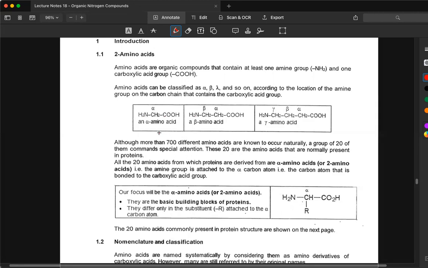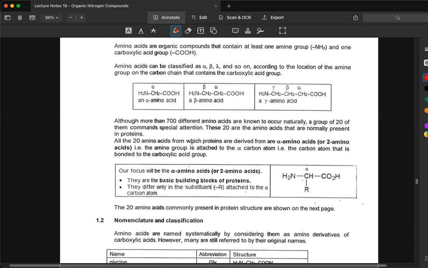Although we have more than 700 different amino acids known to occur naturally, a group of 20 of them commands special attention. How do you differentiate the alpha, beta, and gamma here? Alpha is the location of the amine group. The one directly next to the acid group is alpha. The one further away is beta. Two more away, gamma.